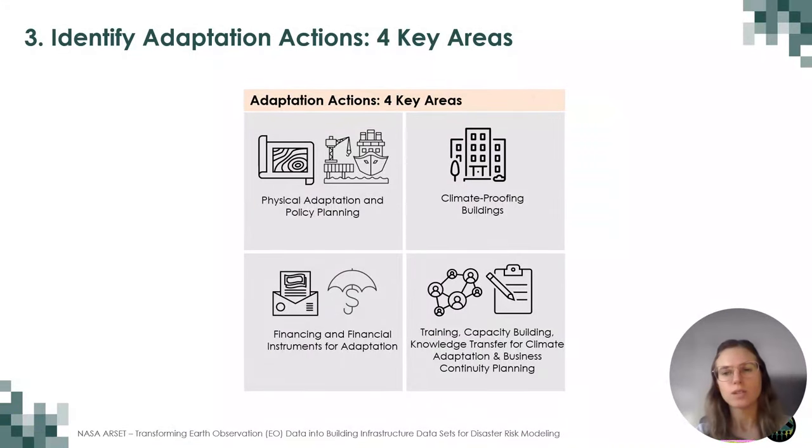So once we defined the different vulnerabilities and we were able to score them, we are going to identify adaptation actions. Here are 4 key areas that we propose. One is physical adaptation and policy planning. We'll see some examples. One is about climate-proofing buildings. Another one on financing and financial instruments for adaptation. And last one related to training, capacity building, and knowledge transfer for climate change adaptation. And if we're looking at the commercial sector or businesses, it's also very important to focus on business continuity planning.